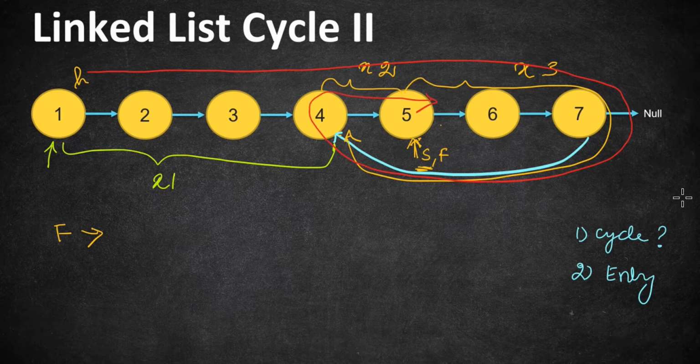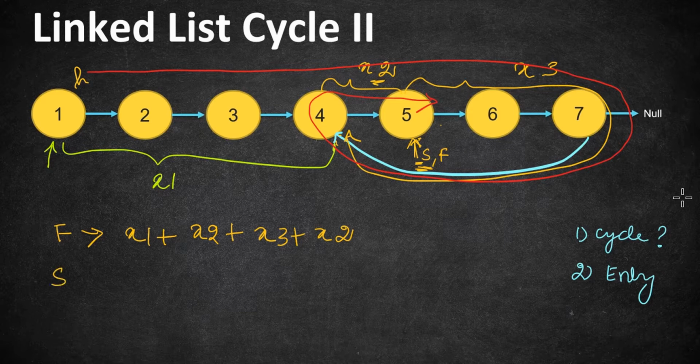So the actual distance traveled by the fast pointer is x1, plus from 4 to 5 it is x2. Again it is going to move from this position till the starting of the cycle, that is x3, and from the starting of the cycle it is going to travel till where it met S. So that distance is x2. So this is the distance the fast pointer would have traveled to meet the slow pointer for the first time.